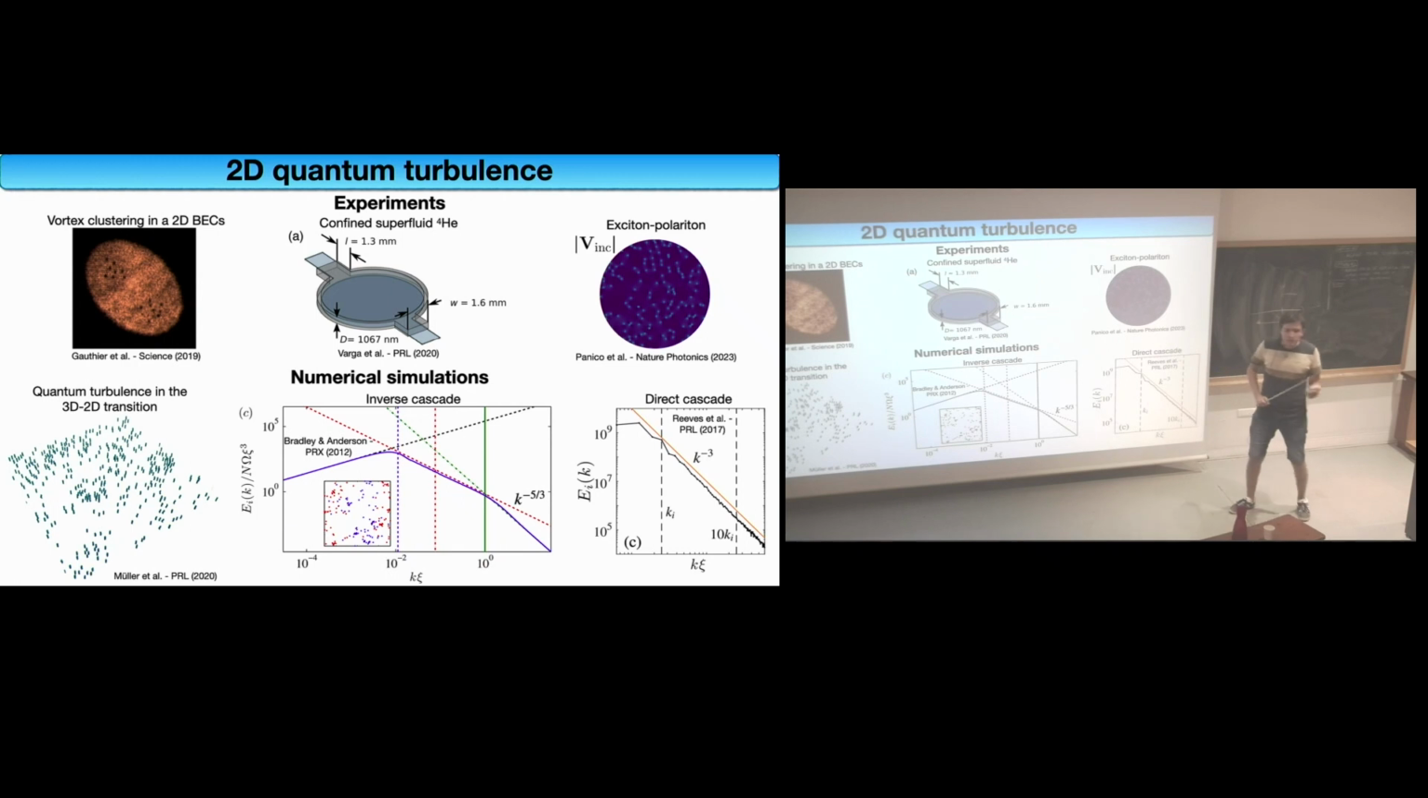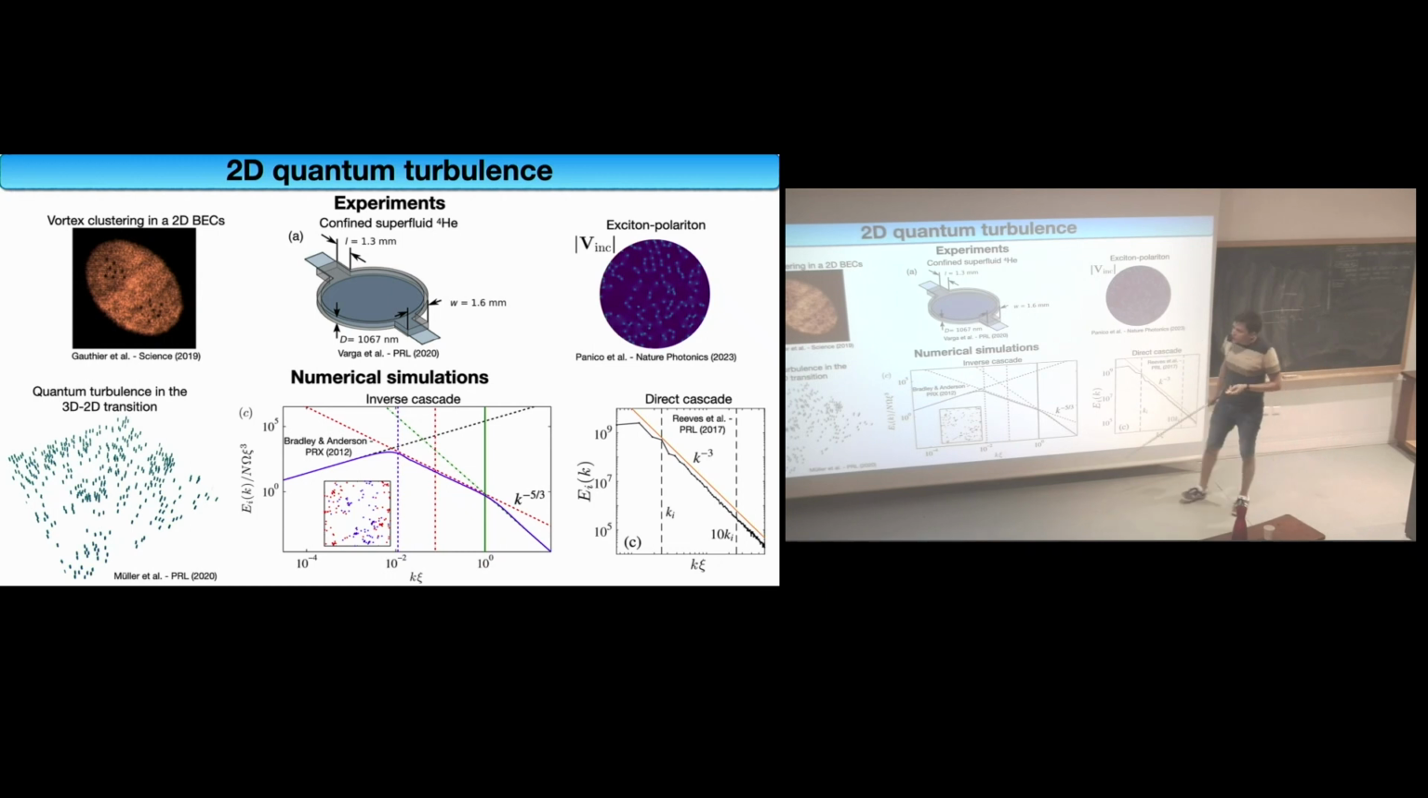We have observed in experiments the formation of two-dimensional quantum fluids and two-dimensional quantum turbulence in different setups. For instance, there are people in Australia and New Zealand who, I think, have observed the formation of these large vortex clusters in two-dimensional Bose-Einstein condensates. And also, there has been some evidence of the emergence of an inverse cascade in confined superfluid helium, and also in exciton polaritons.